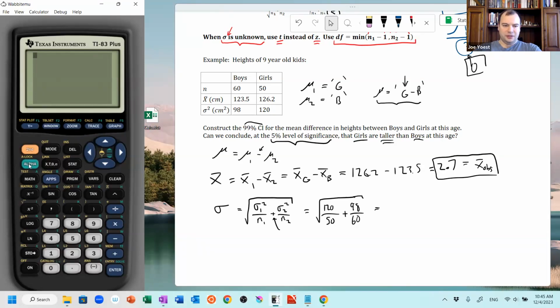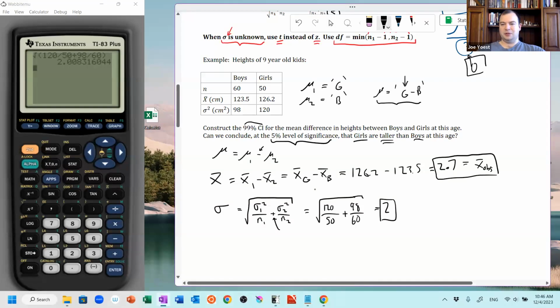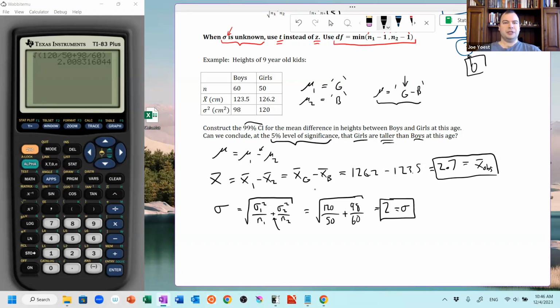And what do we need? We need the square root of 120 over 50 plus 98 over 60. Does that look right? Looks good. The division will be done before the plus, so that's not a problem. We've got our parentheses all done. And that gives me almost exactly 2. I'm just going to put equals 2. And that is our standard deviation.